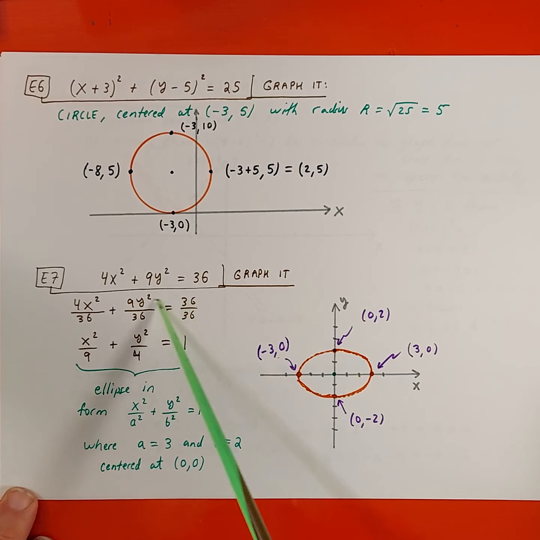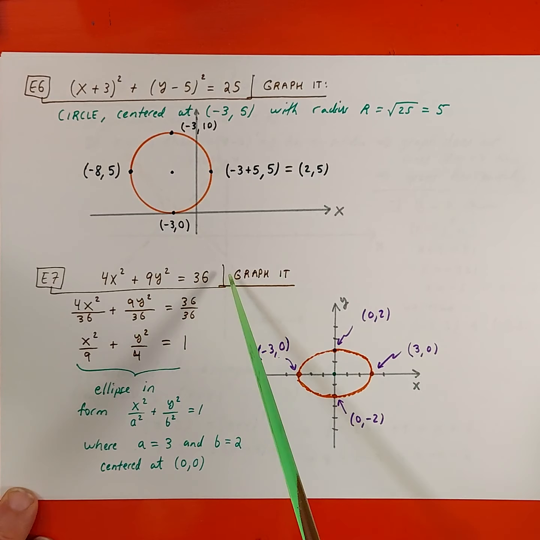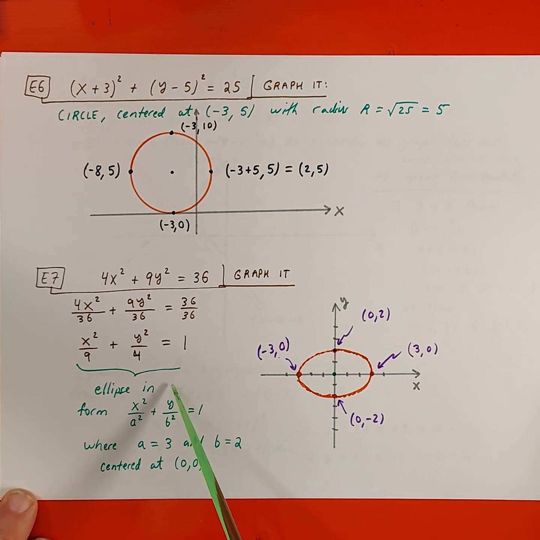This next one here, 4x squared plus 9y squared equals 36. I say graph it. So I divide the equation by 36, which gives me x squared over 9 plus y squared over 4 equals 1. If we compare that to the ellipse in the format x squared over a squared plus y squared over b squared equals 1, this is the equation for an ellipse centered at the origin, all right? And you can see a equals 3 and b equals 2, because the square root of 9 is 3 and the square root of 4 is 2.